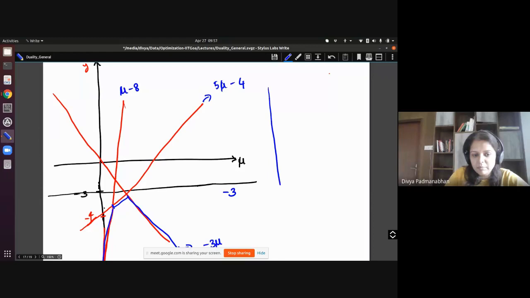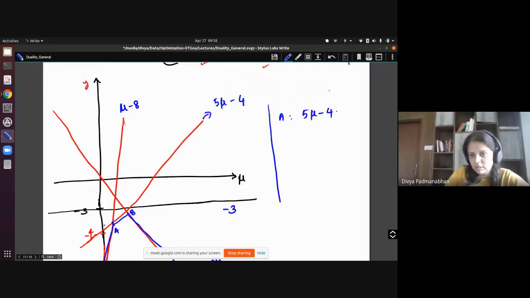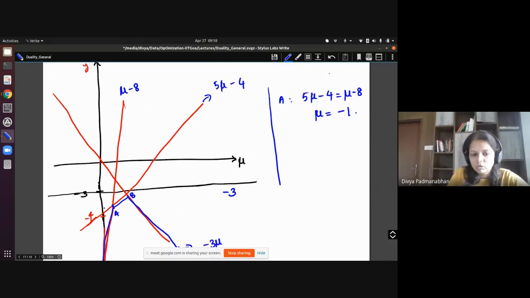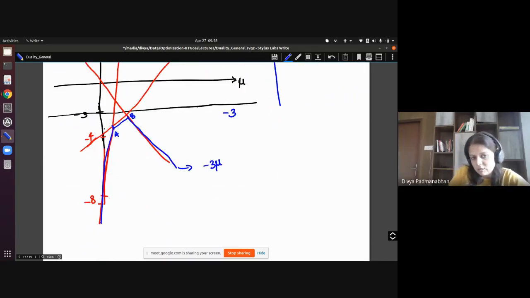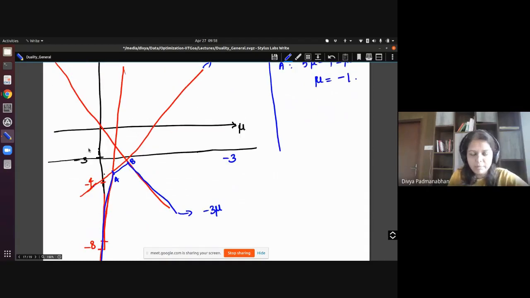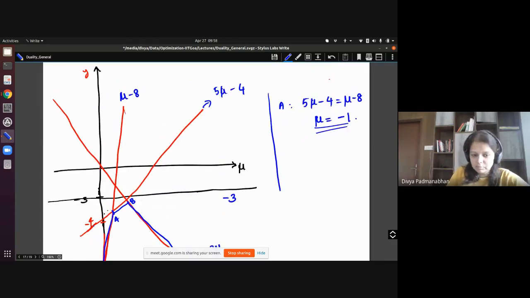So let me label these points A and B. So the point A is where phi mu minus 4 and mu minus 8 meet. So both these are equal. So here mu equals minus 1, right? So yeah, clearly my diagram is, I guess, screwed up. So it would come on this side. So yeah, okay. So just try to plot it again, maybe with some software so that you can see it better. So mu is minus 1 is this point.